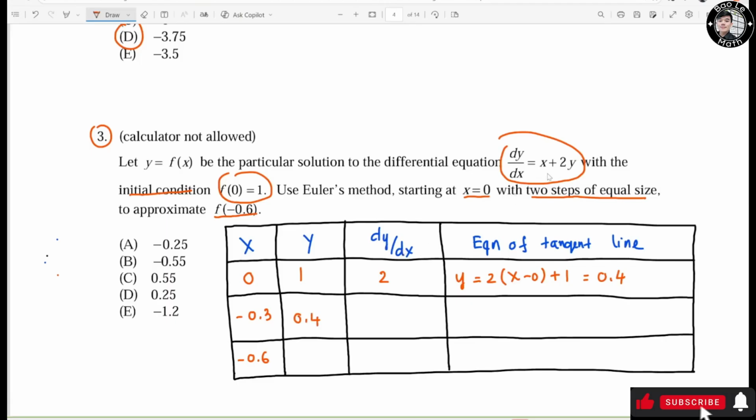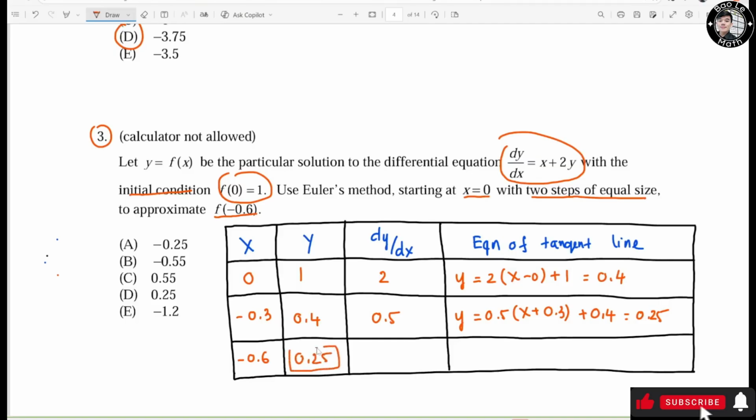Now dy over dx is going to be s plus 2y, right? So it's going to be negative 0.3 plus 0.8, right? So it's going to be 0.5 right here, right? So y equals 0.5 times s minus negative 0.3, which means plus 0.3, right? Plus 0.4. Substitute negative 0.6 right here. So we have negative 0.3 times 0.5, which is negative 0.15, plus 0.4 is going to be 0.25, right? So we put 0.25 over here.